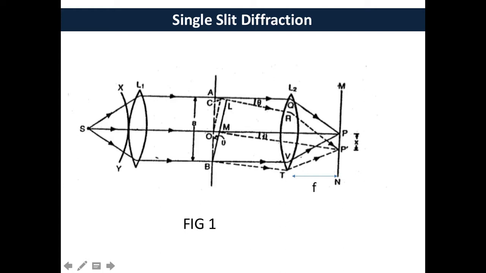XY is the incident spherical wavefront. The light passing through the slit AB is incident on the convex lens L2, and finally these rays are refracted and reach point P. A plane wavefront is incident on the slit AB, and each point on this wavefront acts as a source of secondary disturbance.